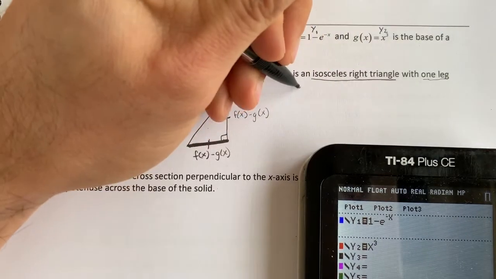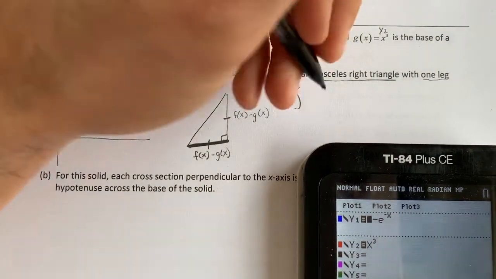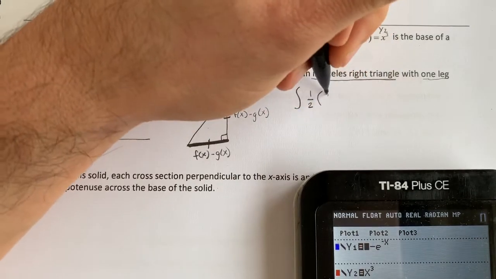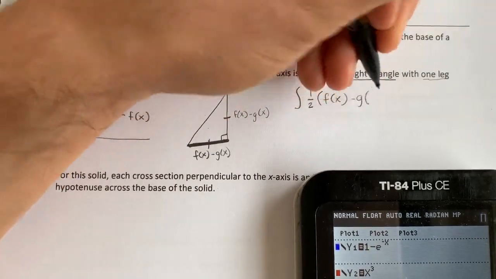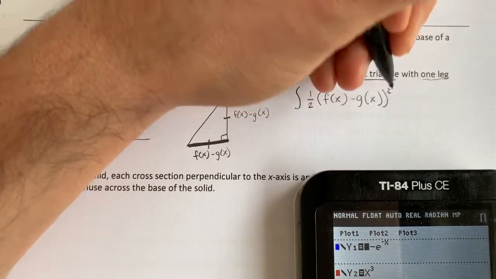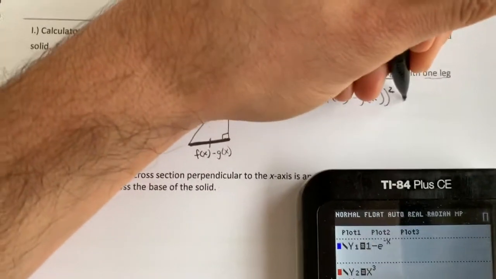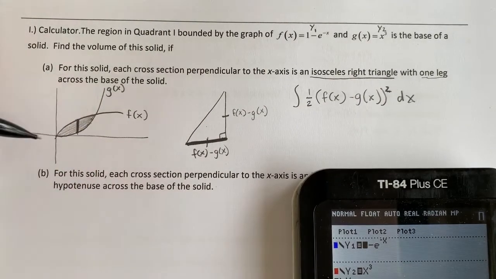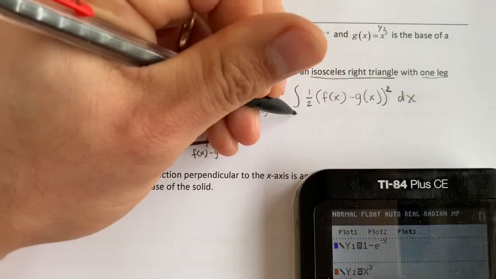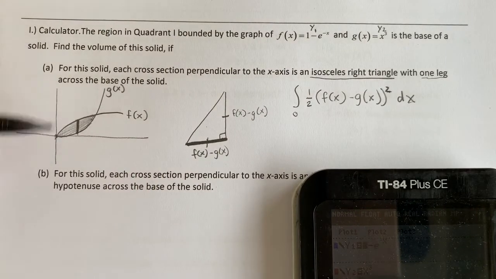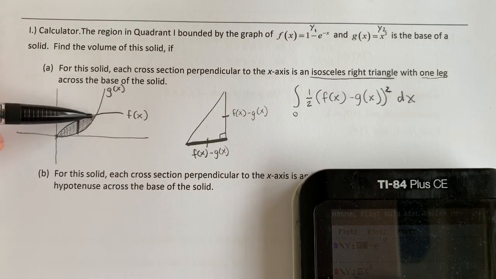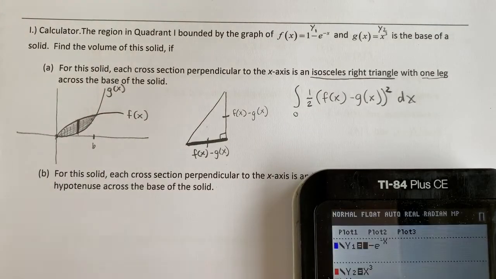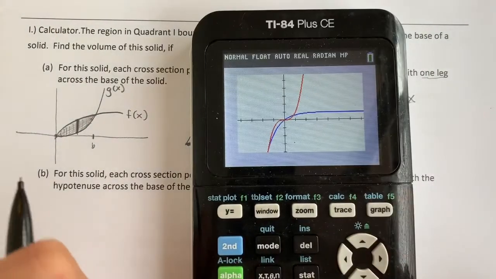So when I set up my integral, I'm going to have to do the area of a triangle, 1/2 base times height. The base is f of x minus g of x, and the height is also f of x minus g of x, so I'm just going to put that as squared, dx. I do need to find the intersections. I'm going from 0 as my first piece up until this point right there. I don't know it, so I'm going to have to find that b value by doing an intersection. So let me do that really quickly.